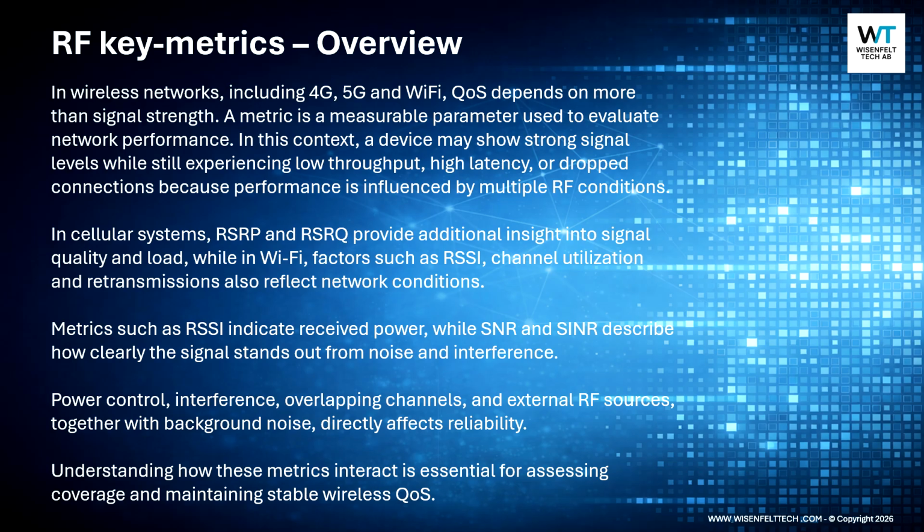In cellular systems, RSRP and RSRQ provide additional insight into signal quality and load, while in Wi-Fi, factors such as RSSI, channel utilization, and retransmissions also reflect network conditions. Metrics such as RSSI indicate received power, while signal-to-noise ratio and signal-to-interference plus noise ratio describe how clearly the signal stands out from noise and interference. Power control, interference, overlapping channels, and external RF sources, together with background noise, directly affect reliability. Understanding how these metrics interact is essential for assessing coverage and maintaining stable wireless quality of service.